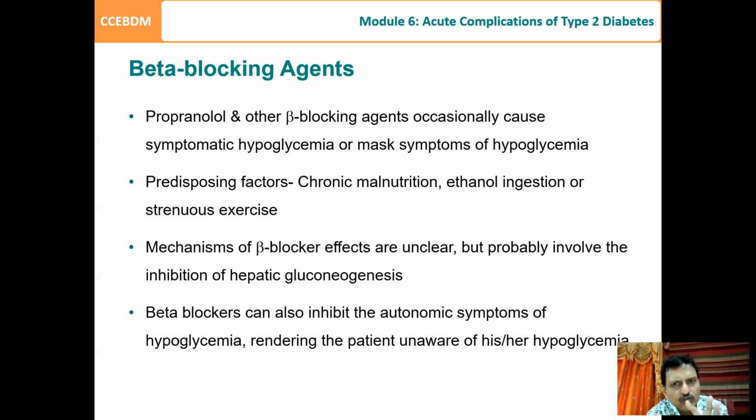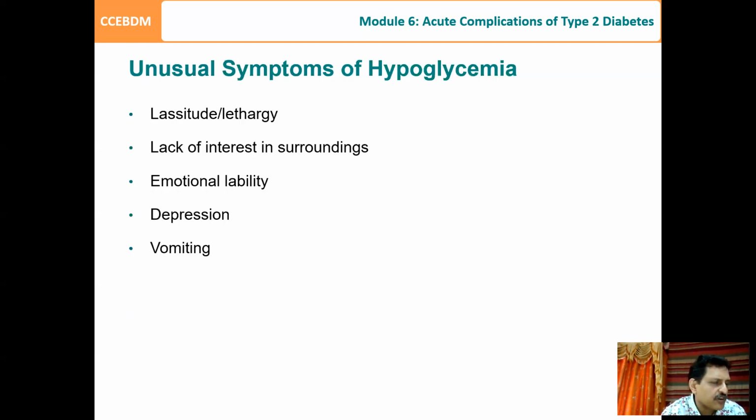More importantly, they mask the symptoms of hypoglycemia. That is why we try to avoid non-selective beta blockers, especially propranolol. The precipitating factors may be chronic malnutrition, ethanol, exercise. The mechanism is not very clear, but this possibly also inhibits the hepatic gluconeogenic pathway. The most important fact is that the beta blocker inhibits the autonomic symptoms of hypoglycemia. That is, the warning signs are inhibited by the beta blocker.